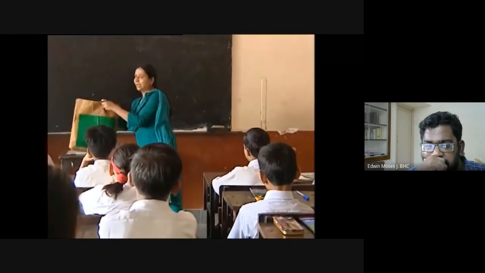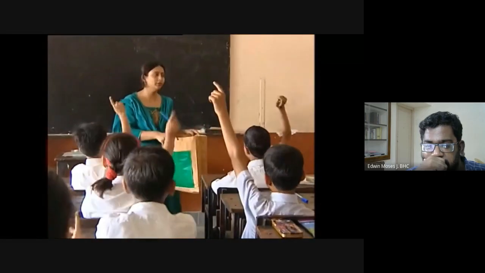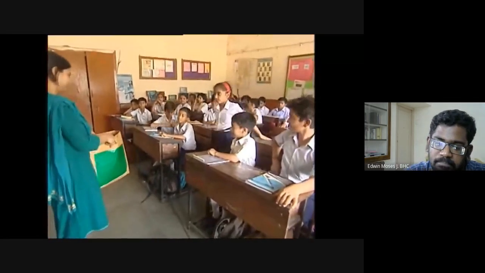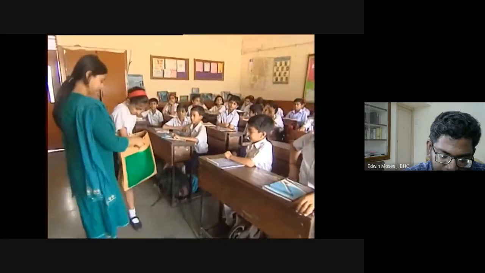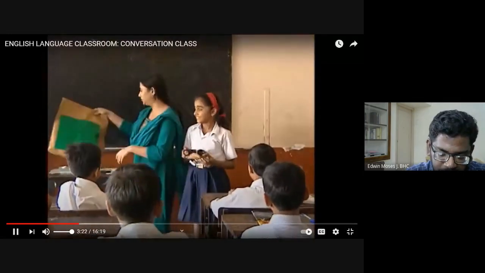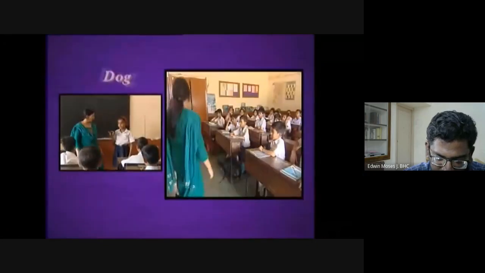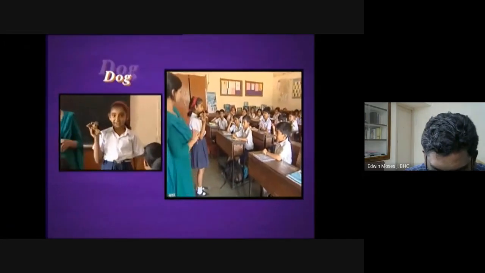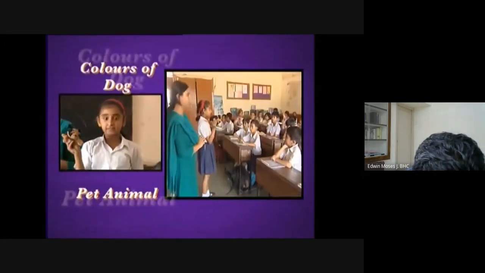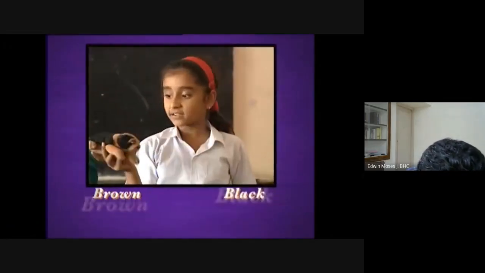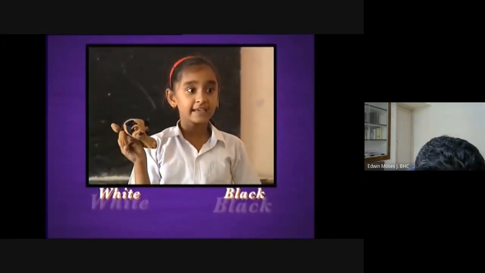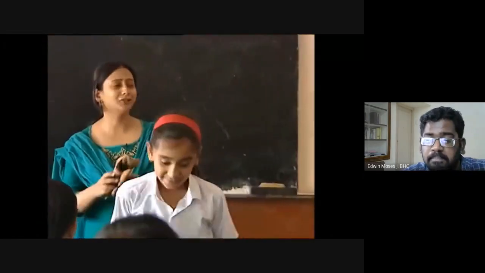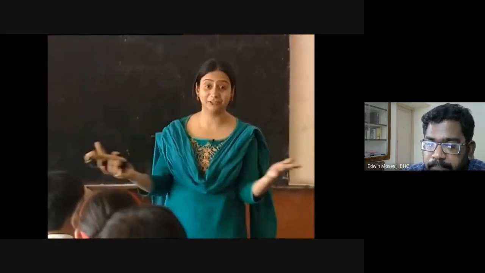Very good. Now I would like some other child in this class to come over here and pick. You please come. Come, sit. Oh, so what has she got for us? Dog. So please come forward and speak a few lines on this dog. This is a dog. The dog is a pet animal. Dog has many colors like brown, black, white, etc. Dog eats bread, milk, etc. Okay, very good. So dog has many colors and dog eats bread and milk too.